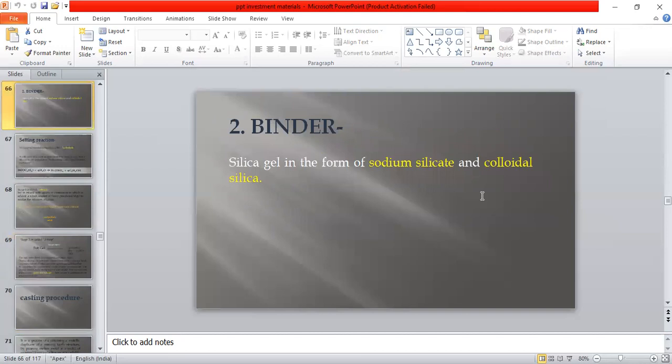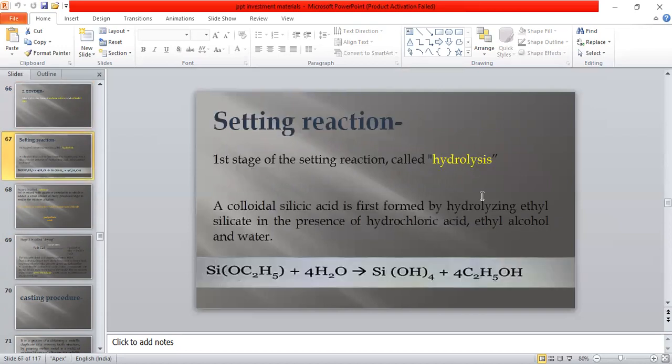Next, about the binders. The binders bind the refractory material. The binder used here is silica gel in the form of sodium silicate and colloidal silica. Then next comes the setting reaction. The setting reaction of ethyl silicate occurs in three stages. The first is hydrolysis, the second is gelation, and the third is drying.